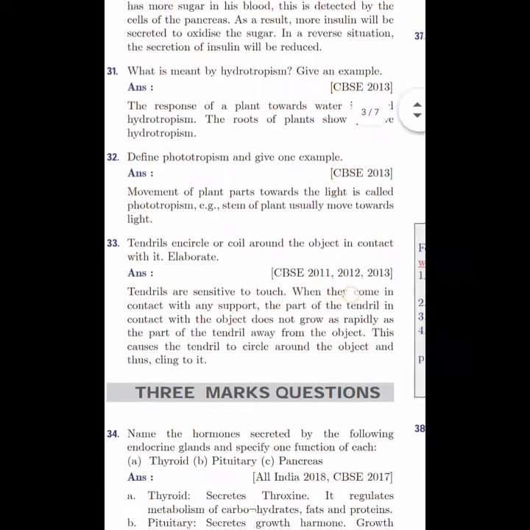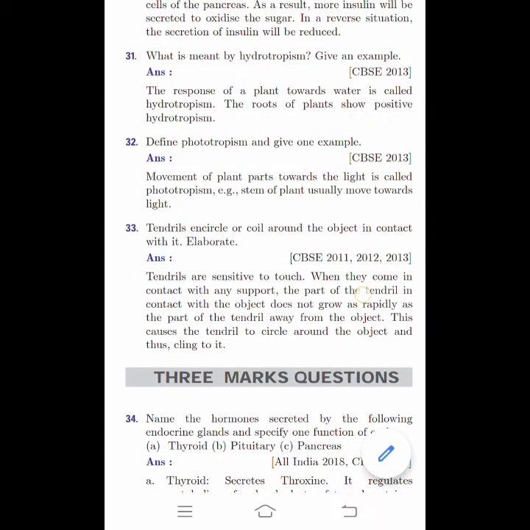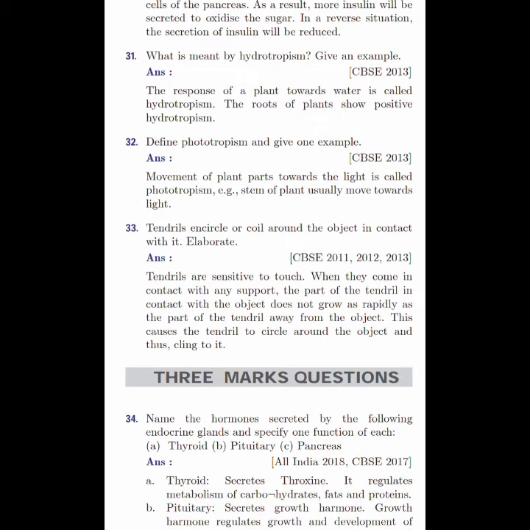Okay, so what is meant by hydrotropism? Give an example. The response of the plants towards water. Hydro means water. The plant response towards water is called hydrotropism, and the roots of the plant show positive hydrotropism. Okay, this question was asked in 2013. Next, define phototropism and give one example. So the movement of plants towards the light is called phototropism. Example, the stem of the plant usually moves towards the light. Okay, because photo means light.